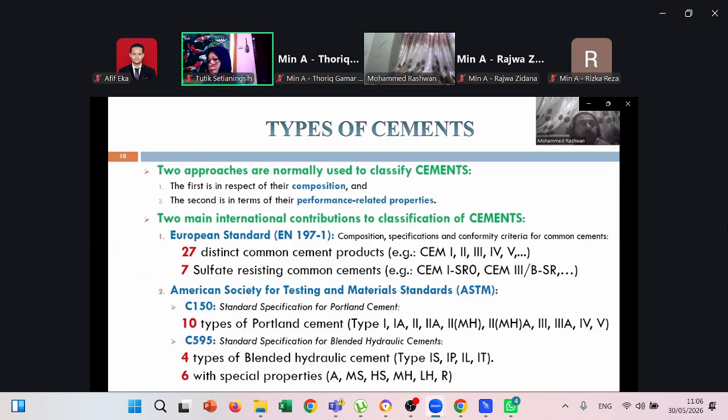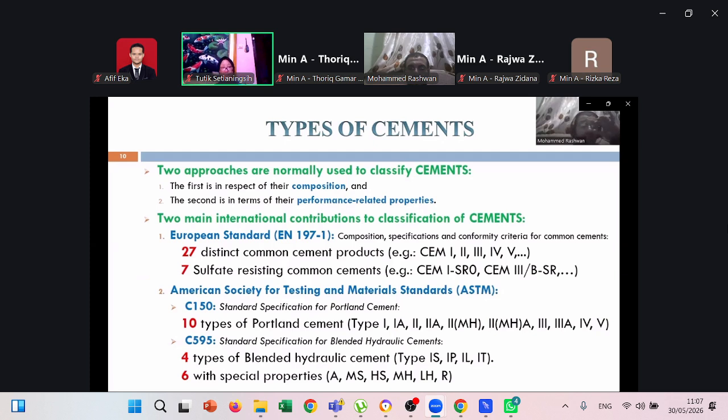According to this standard, there are 27 distinct common cement products, for example CEM I, CEM II, CEM III, CEM IV, CEM V, etc., and 7 sulfate-resistant common cements, for example CEM I-SR0, SR meaning sulfate-resistant, 0 meaning C3A content is 0%, and CEM III/B-SR, etc.